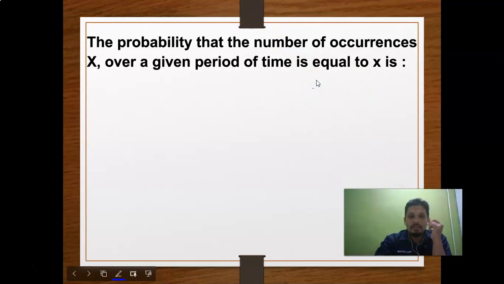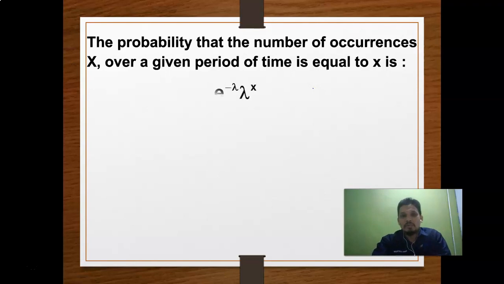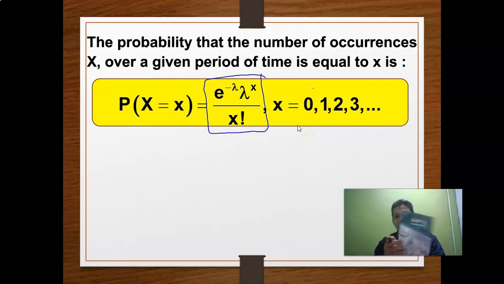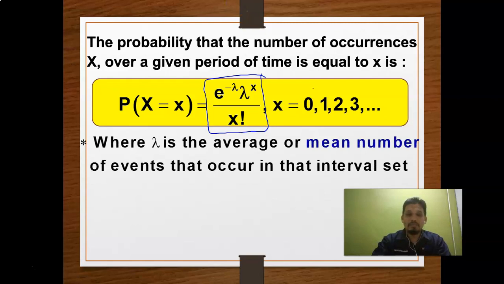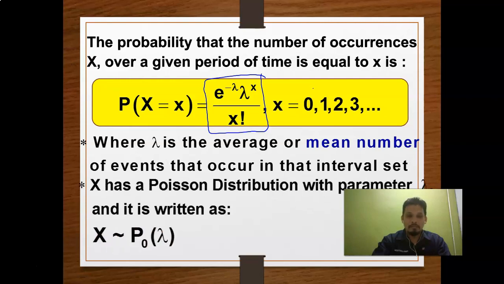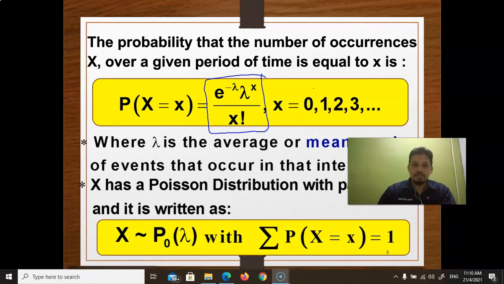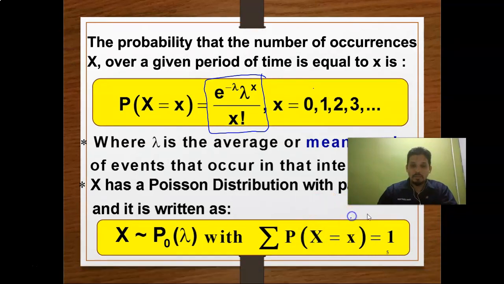So the probability of the number of occurrences x over a given period of time is given by this formula here. This is the formula if we would like to solve or find the answer using a calculator. And we have two options, whether to use the calculator with the formula or the statistical table. Lambda is the average or mean number of events that occur in that interval. So we write that x is Poisson distributed with the parameter of lambda. And as we know, the summation of all the probabilities is equal to 1.